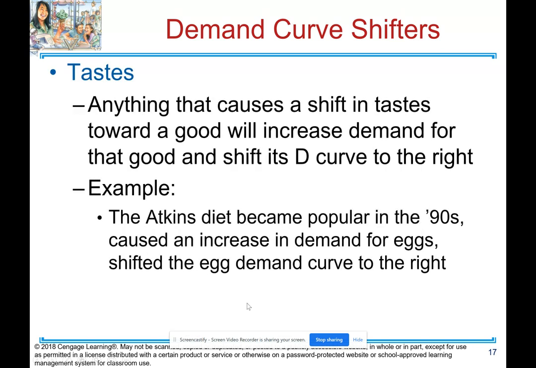Taste is another determinant of demand, or a curve shifter. Anything that causes a shift in taste towards a good will increase demand for that good and shift its demand curve to the right. An example: the Atkins diet became popular in the 90s, caused an increase in the demand for eggs, and shifted the egg demand to the right.